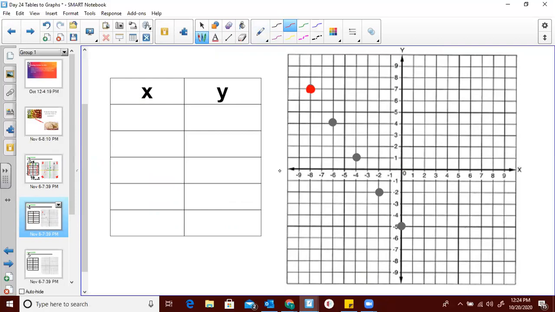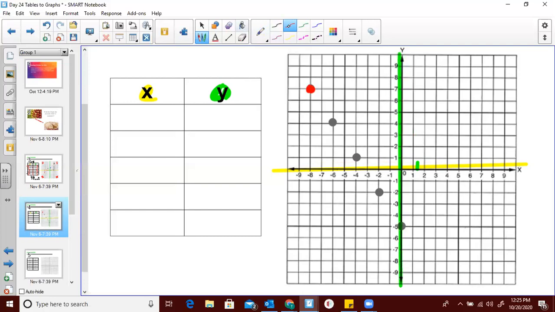And remember, I'll do this one more time. This is going to be our x-axis, and this is going to be our y-axis. It's really hard to draw on these. So this is going to be our y-axis.